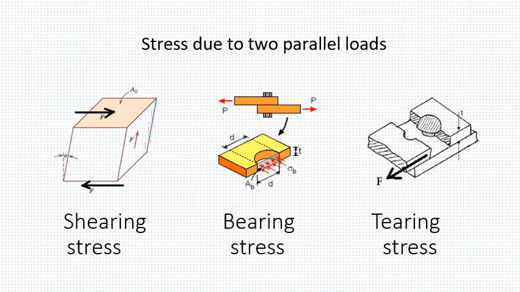Next, stress due to parallel loads. Mostly these parallel loads will create shear stress or shear in our members. Shearing stress mostly occurs laterally. For example, here bearing stress will occur in a rivet. Here the rivet arrangement is given between two plates. The plate will get tension on two sides and it will get the horizontal bearing stress. The tearing stress may occur with force acting in the same direction.